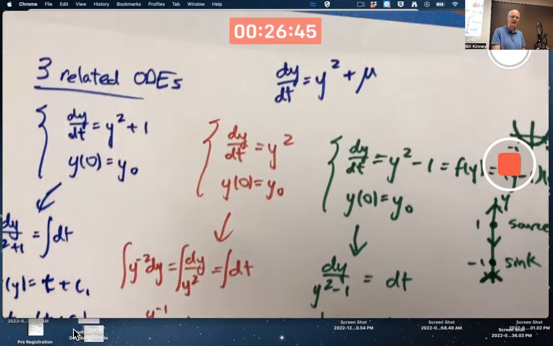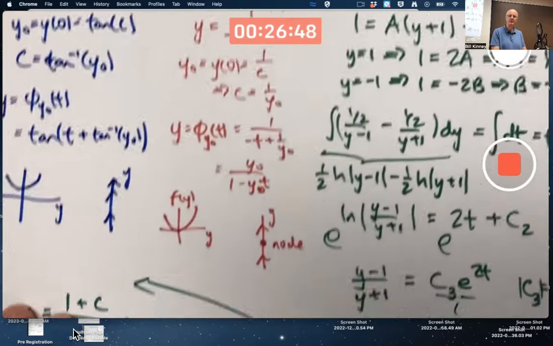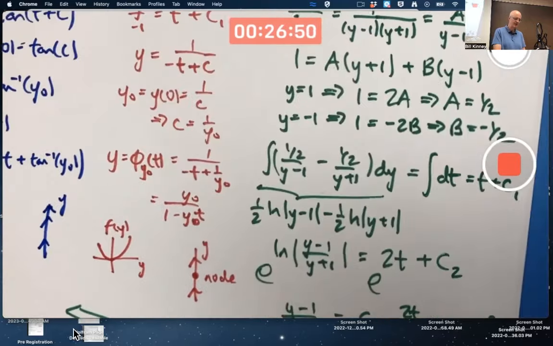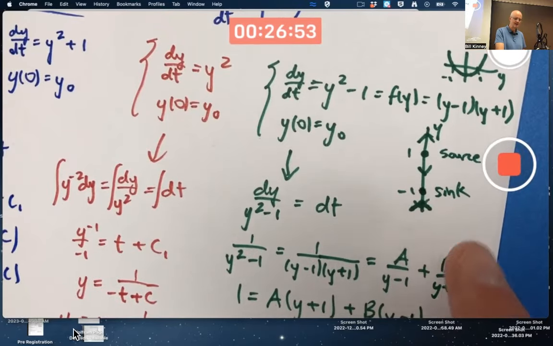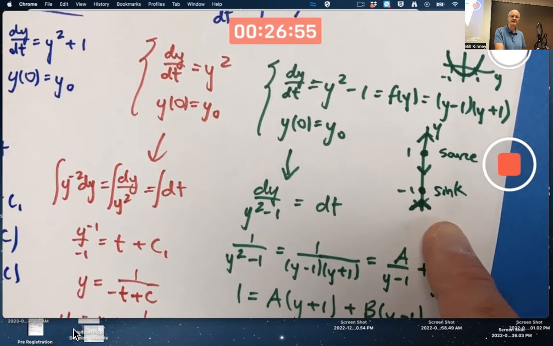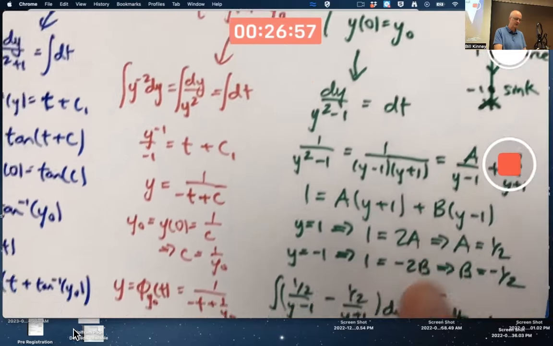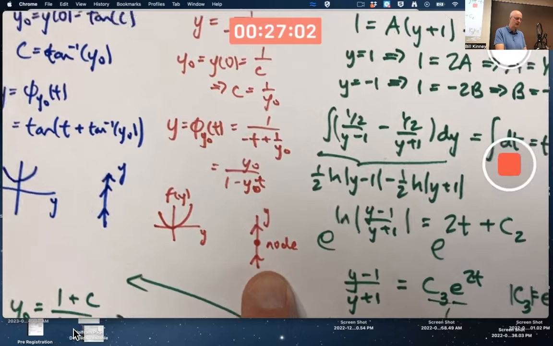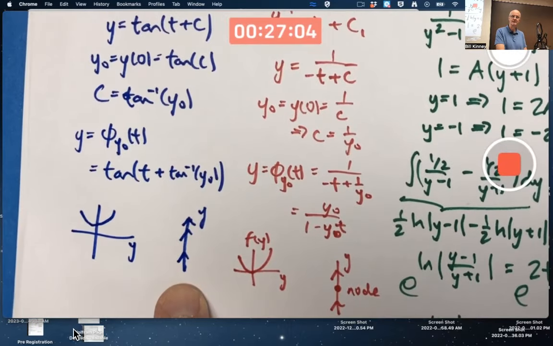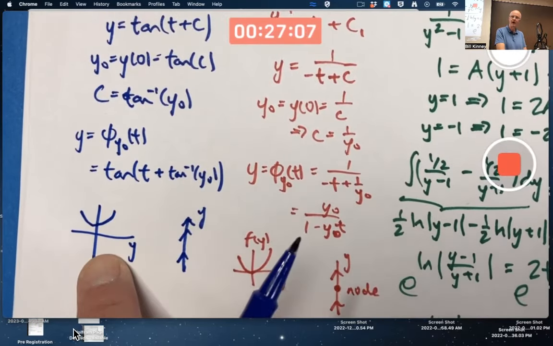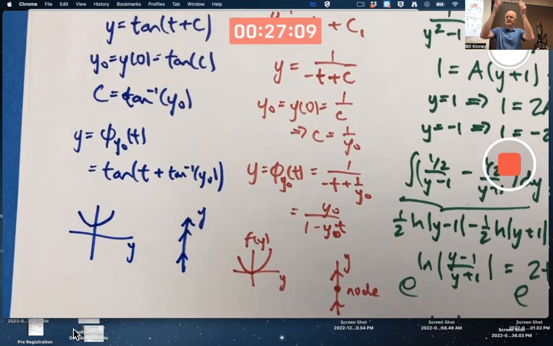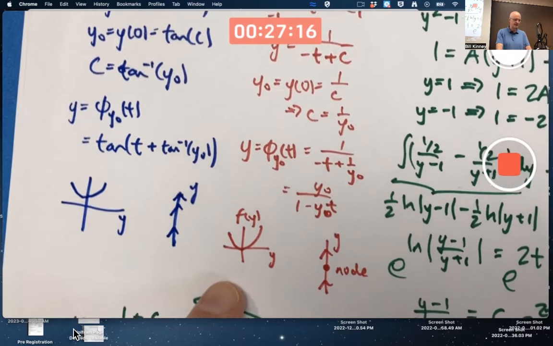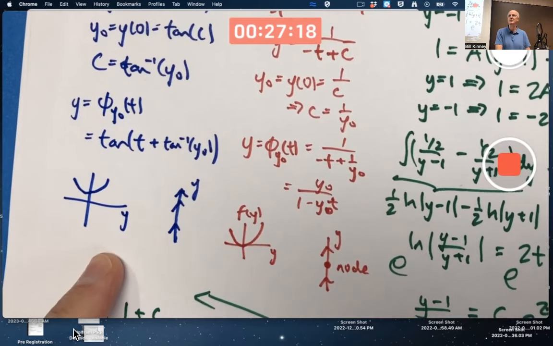Depending on the value of mu, we have a different method for solutions giving different formulas. And we also have different phase lines. Here we had a phase line with 2 equilibrium points, one a sink, one a source. When mu was 0, we had 1 equilibrium point, a node. And when mu was 1, no equilibrium points. Makes sense because the f of y graph goes up as mu increases, and it initially had 2 intercepts when mu was negative, to exactly 1 intercept when mu is 0, to no intercepts when mu is positive.